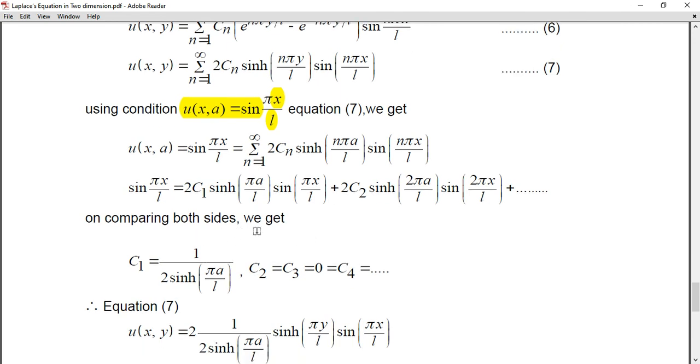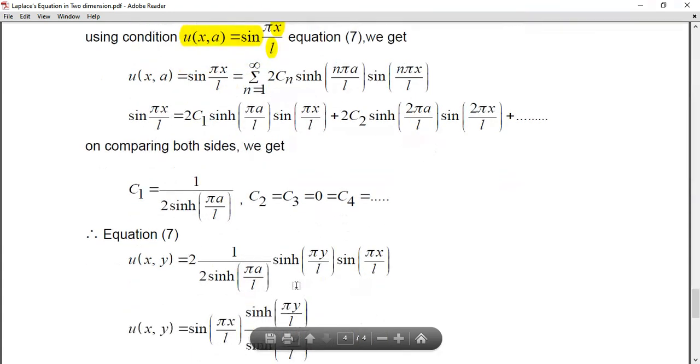On comparing both sides, we will compare the coefficient of sin(πx/L). We will find 1 equals 2c_1 sinh(πa/L). It means c_1 equals 1 upon 2 sinh(πa/L). And the other coefficients, with sinh(2πa/L), sinh(3πa/L), are 0. It means c_1 is 1 upon 2 sinh(πa/L), and c_2, c_3, c_4 are all 0.